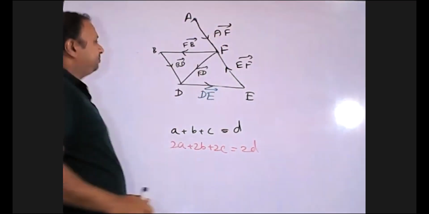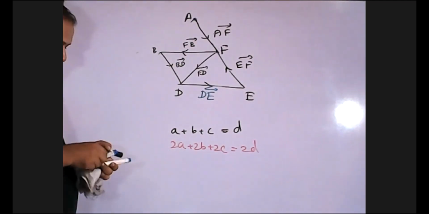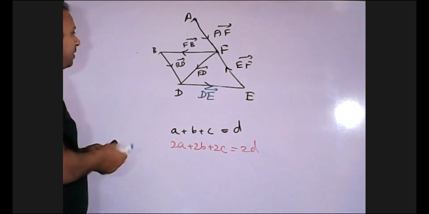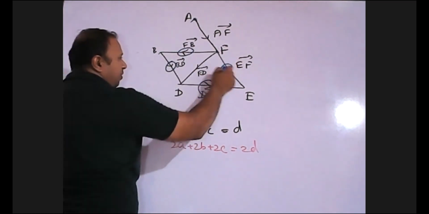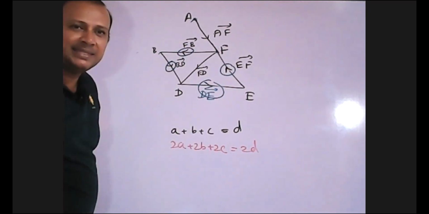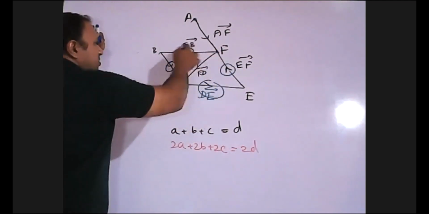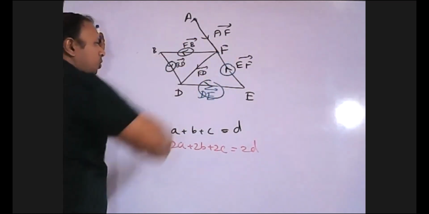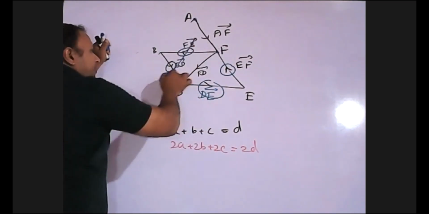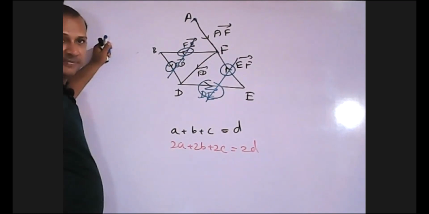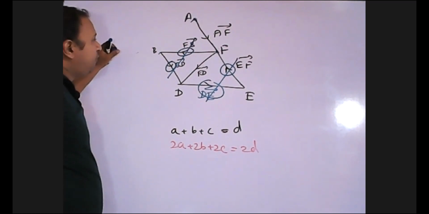AF from here to here. Now you can consider these 4: 1, 2, 3, 4. All are in the same order and they make a closed loop. Look at this. They make a closed loop. Therefore, the resultant of them should be equal to 0. So I can omit these 4 forces. The resultant of them is 0.